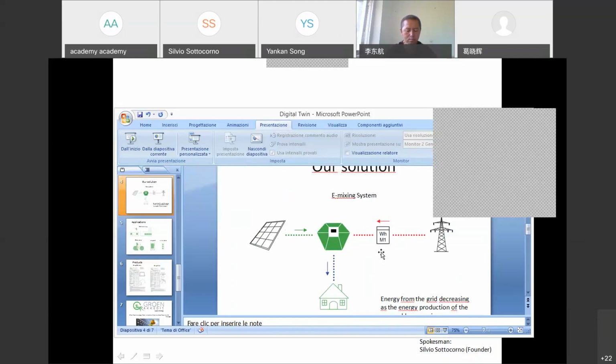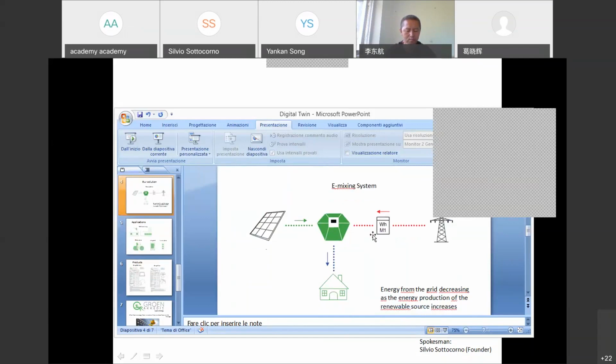This configuration is composed of the renewable, our product, the user, and the grid. The product works in such a way that it takes all the energy from the renewable sources to the load, and if the load needs more energy, it is taken from the grid. Of course, energy from the grid decreases as the energy production from the renewable sources increases.